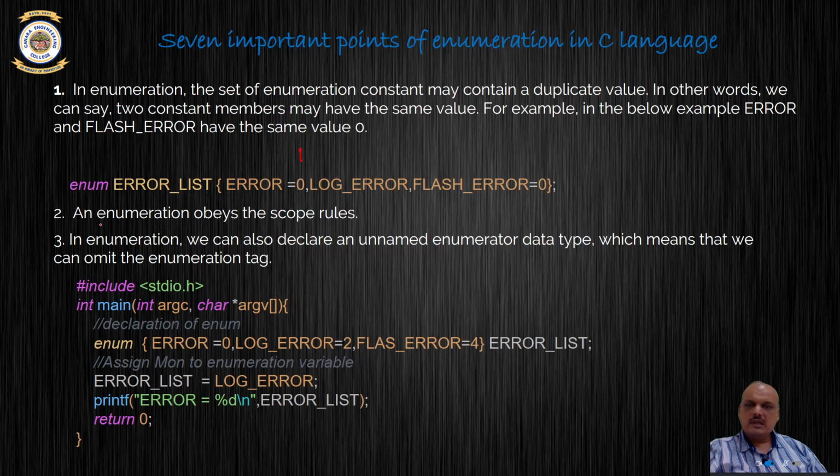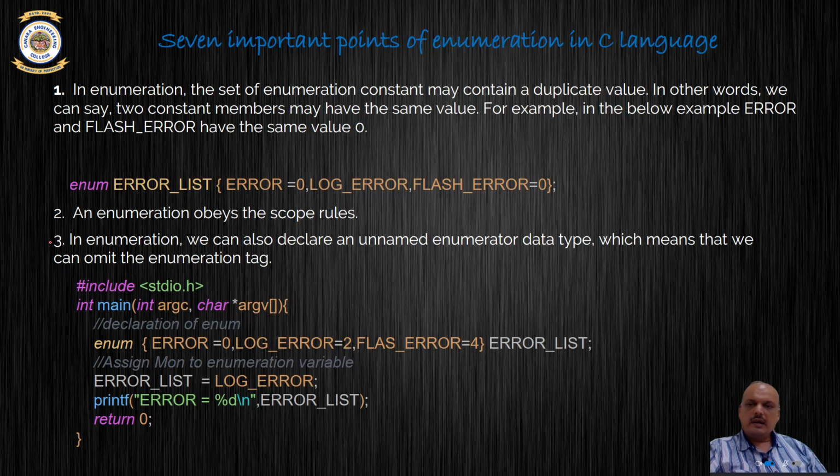Point number 2 is enumerator variables obey the scope rules. Now in a later video we will look at what scope is and what the rules of scope are. So one has to understand that like any other variable, the variable or the instance created from the enumerator also obeys all the scope rules of the C language.